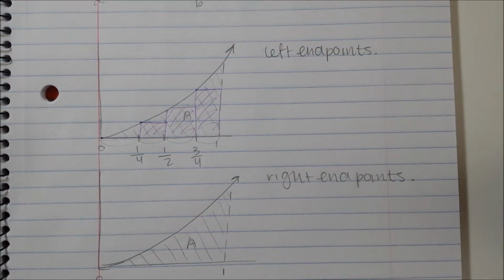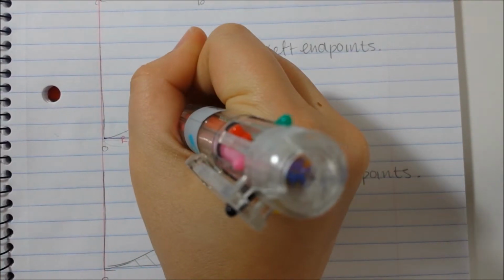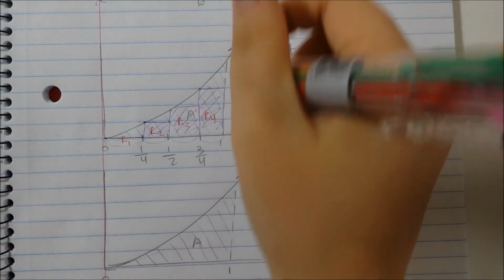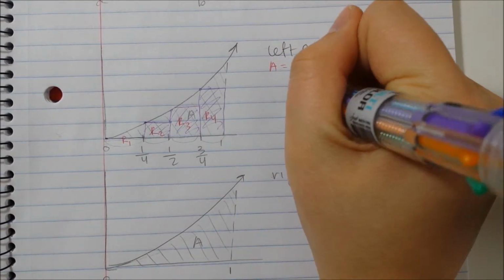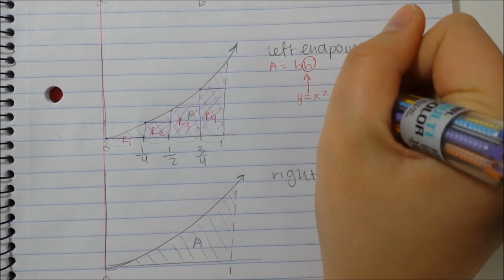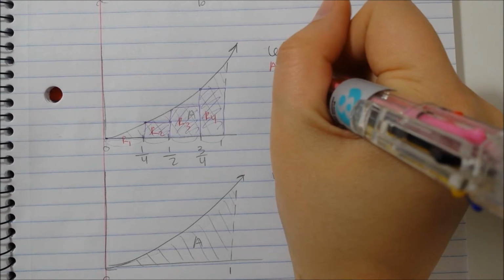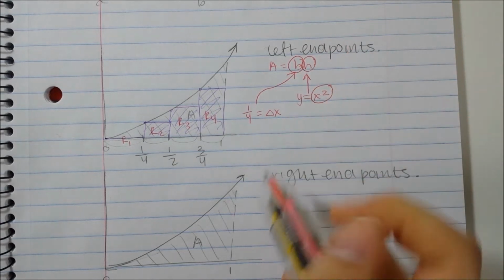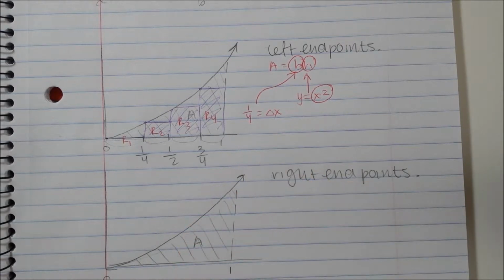Okay, so for a better understanding, let's label these rectangles. So we'll call this rectangle 1, rectangle 2, 3, and 4. So to find the area of a rectangle, remember, it's A equals base times height. And your height here, because the graph is y equals x squared, will be x squared. Your base, of course, is always going to be 1/4, because that is your rate of change of x. Now this just means how much does x change, and it's going to be, in this graph, 1/4.